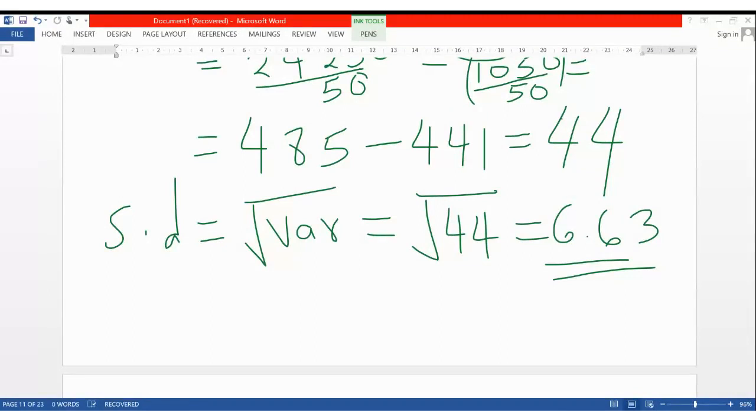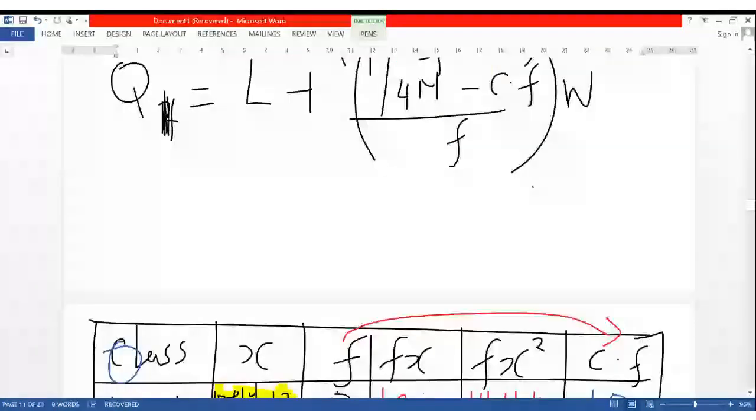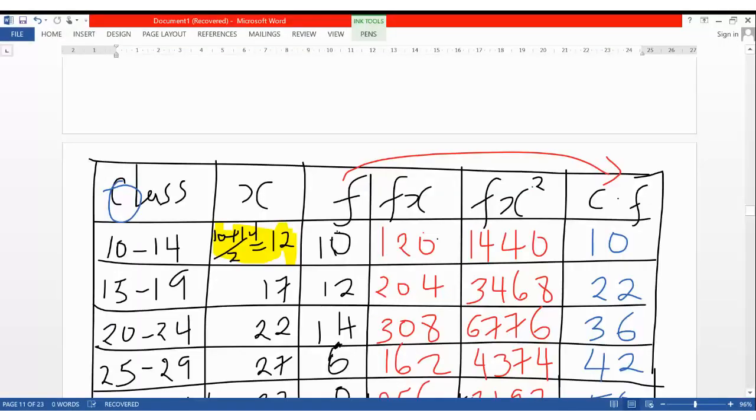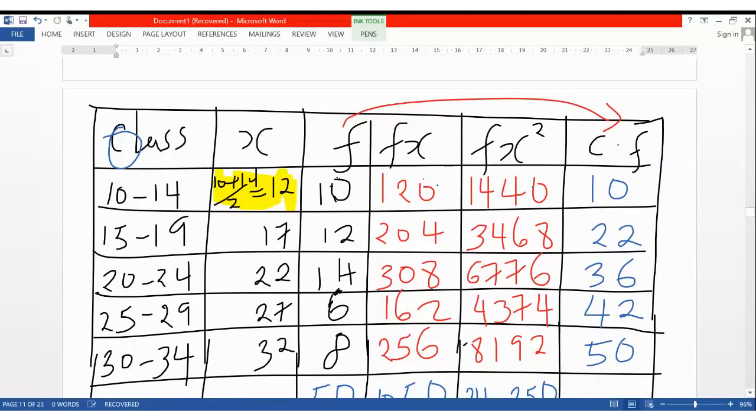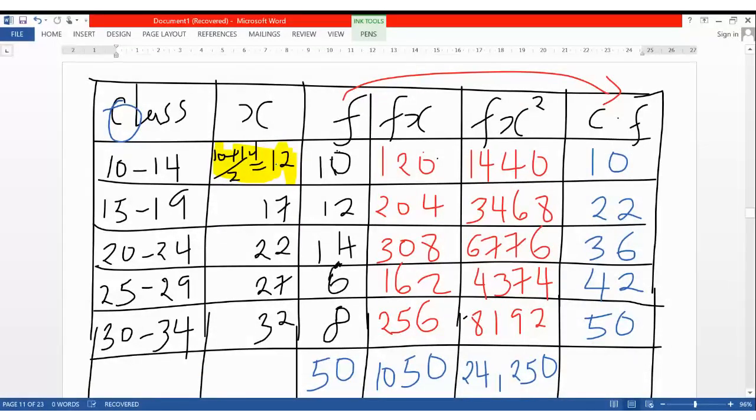How did I work out the fx squared? Okay, so that is the first question. Let's go back to how I worked out the fx squared. This is the table I have. I took this 12, I squared it. When you square 12, what do you get? I'm doing the first entry. So 12 times 12, I get 144. Then the 144 I multiply with the f, which is 10, times 10, I'll get 1440.